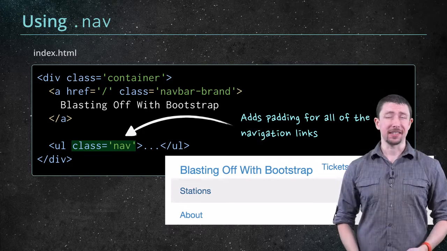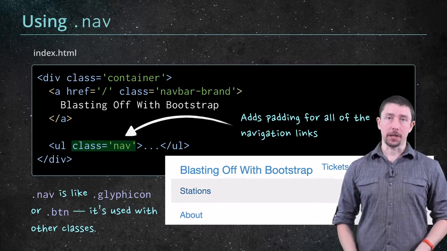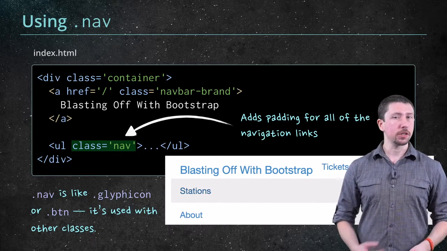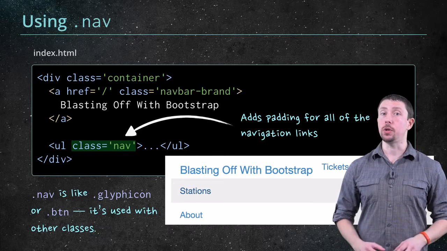The nav class is similar to btn or glyphicon. It's a starting point that we can use to say we're going to use a nav here. We'll still need to add another class to let Bootstrap know what type of navigation we want to use.